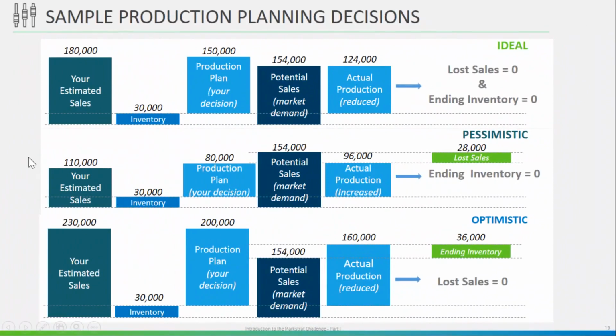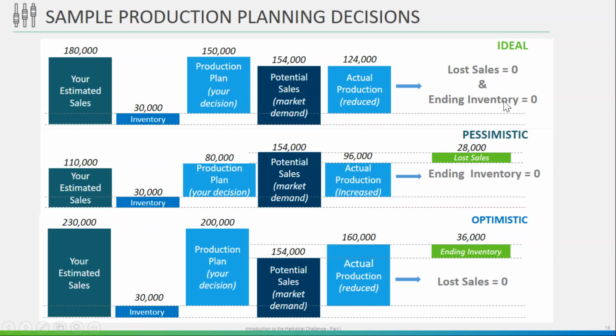Okay, here's some examples of production planning decisions. You estimate 180,000 in sales. You've got 30,000 in inventory. Subtract that from this to give you how many you should produce: 150,000. You order that many. Potential sales, come to find out after things have been run, was only 154,000. So the simulation will adjust that number downward to where you only have to end up producing 124,000, and this way you are ending with satisfying all demand plus not having any units left over in inventory.